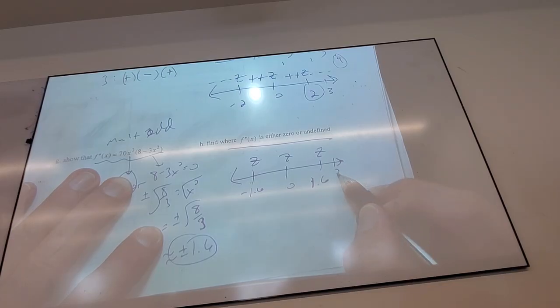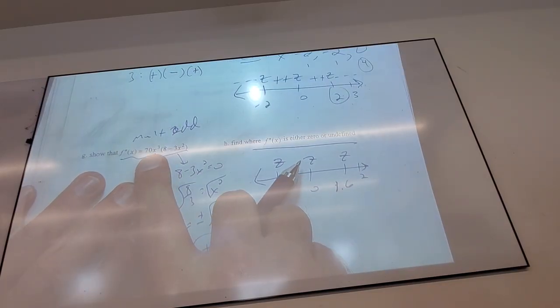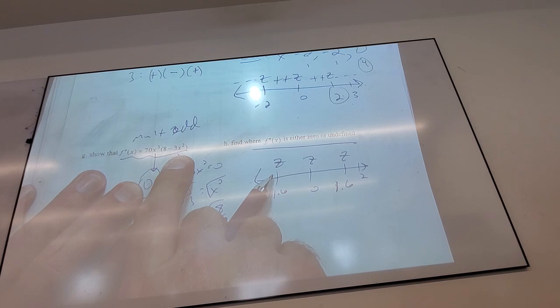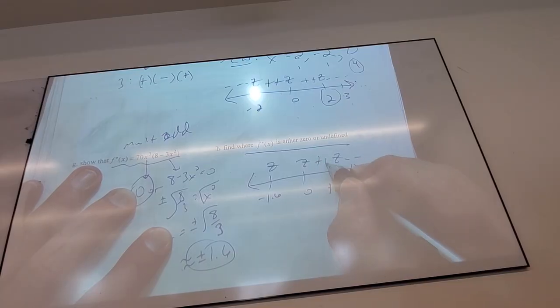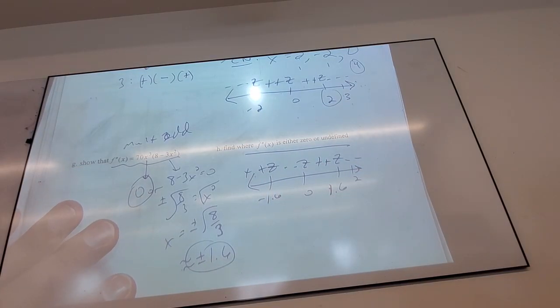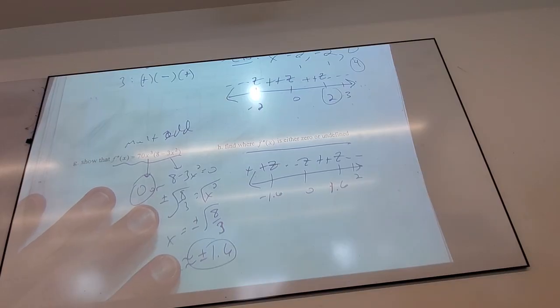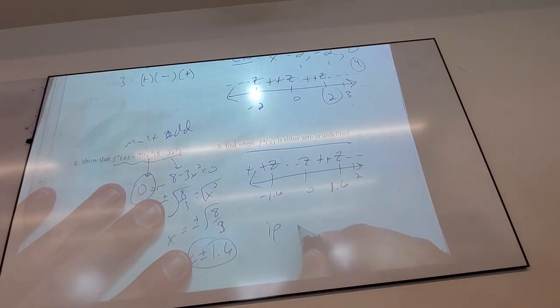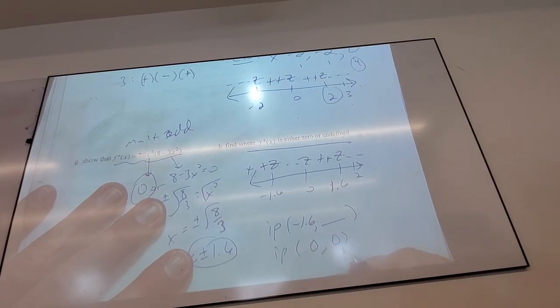So if I plug in a 2, I'll get positive times negative. Right? 3 times 2 squared is bigger than 8, so that's positive times negative. Then it changes sign everywhere. So where are the inflection points? Negative 1.6, whatever, 0, and then 1.6, whatever, yes?